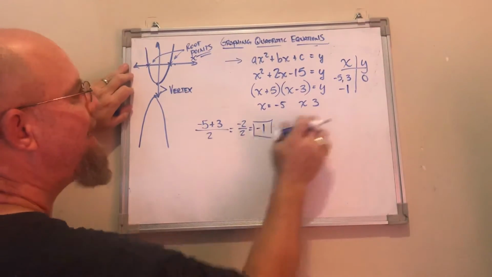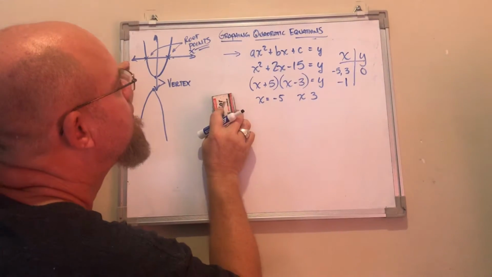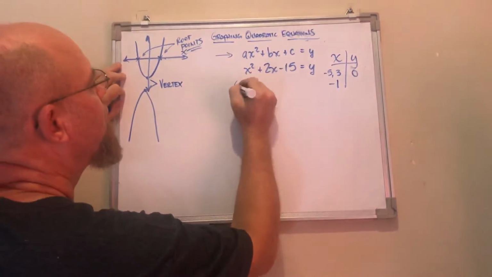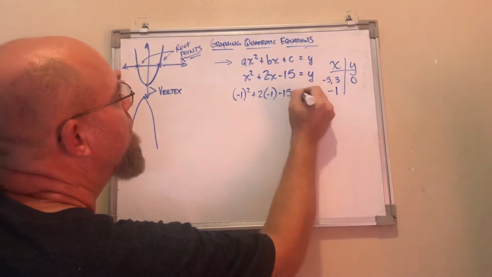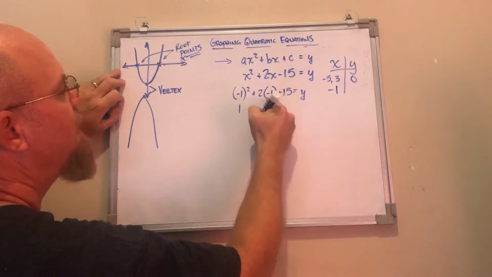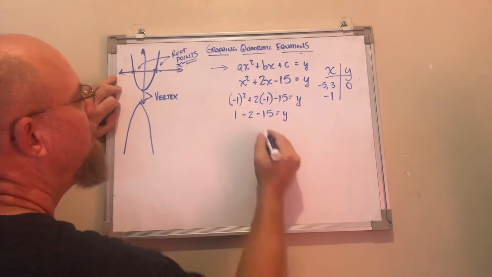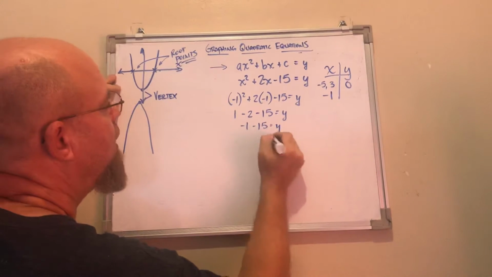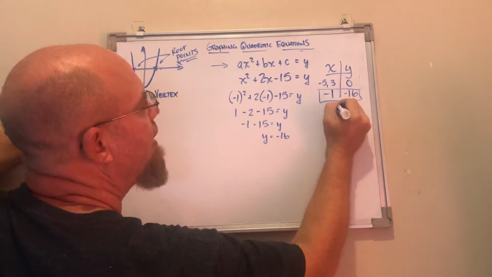And all we have to do is take that -1 and plug it into our equation. So we plug -1 in for x: -1 squared plus 2 times -1 minus 15 equals y. Well, -1 squared is 1, plus 2 times -1 is -2, and -15 equals y. Therefore, y equals -1 minus 15, so y equals -16. So that is our vertex.